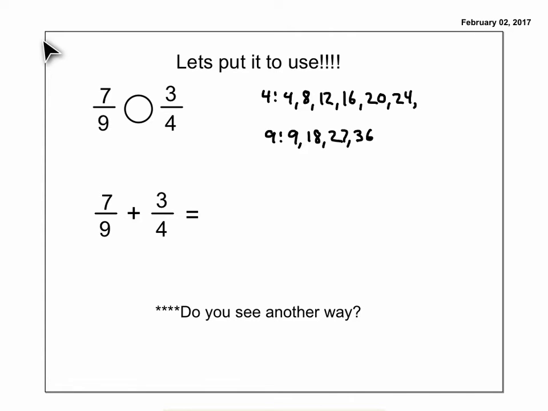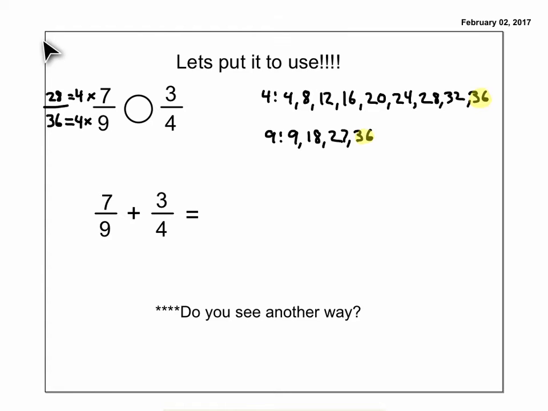So 24 plus 4 is 28, 32, 36. Hey, there's our match. It's 36. So 36 here and 36 here. So the least common multiple is 36. So what we need to do is make equivalent fractions with a denominator of 36. So times something equals 36. That'd be times 4. So therefore 7 times 4 equals 28. So 28 over 36 would be our equivalent fraction.